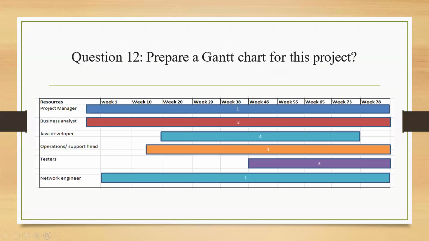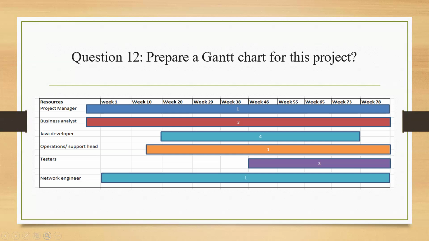And the next question is about preparing a Gantt chart for this project. First of all, mention what a Gantt chart is. It shows where your project is standing. It acts like a progress tracker of your project. You can get to know the progress of your project through this Gantt chart. So mention what a Gantt chart is about, and what its purpose is in a project.